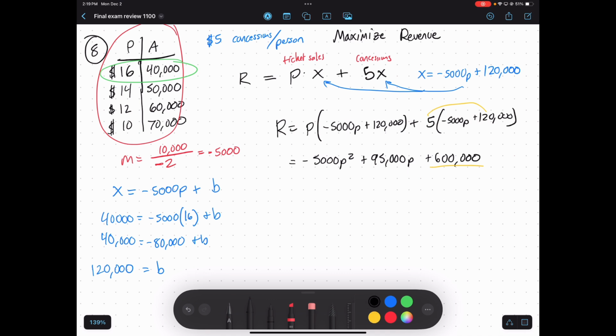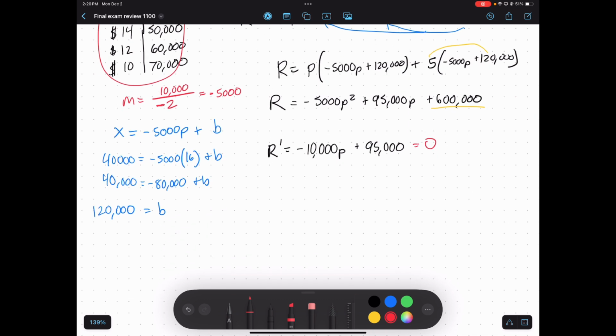Whew. We are past the hard part, because from here, what do we do? We got the revenue equation all in terms of one variable. From here, optimize it, right? Take the derivative, set it equal to 0. So I get negative 10,000 P plus 95,000. Set that equal to 0. Solve for P, so I'll add 10,000 P on both sides.